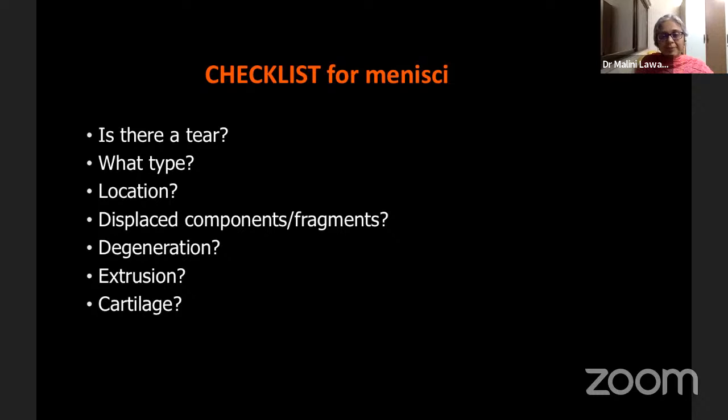Are there any displaced meniscal flaps or fragments? How is the meniscus itself? Is it degenerated? Because if you have a degenerated posterior root tear with cartilage loss and extrusion, a root repair is not indicated.